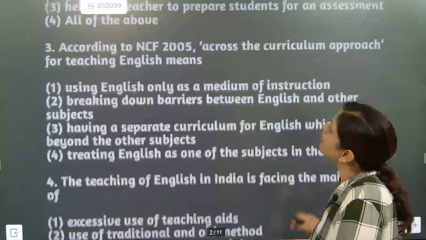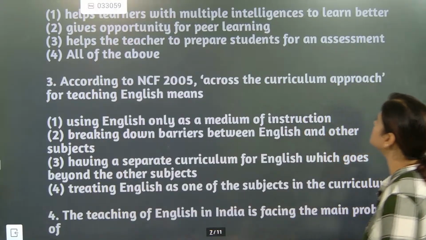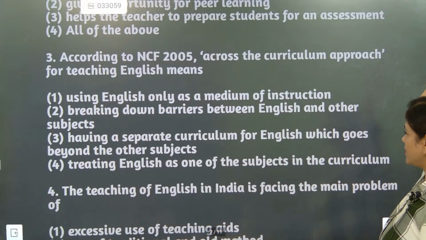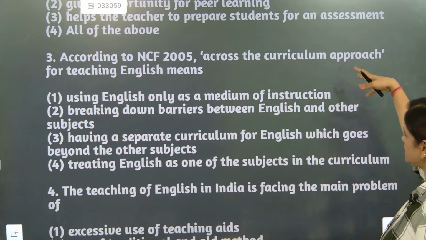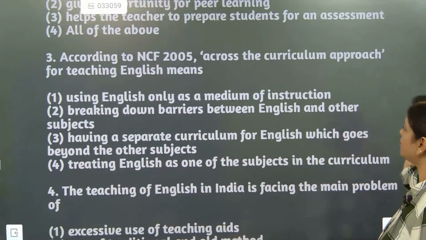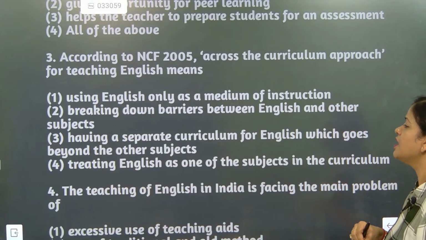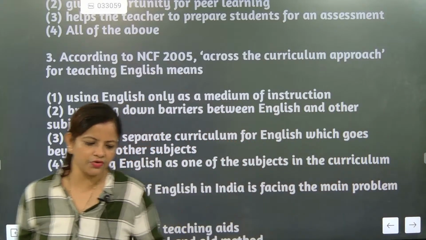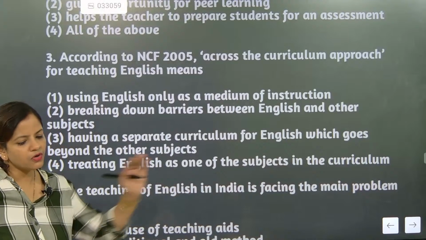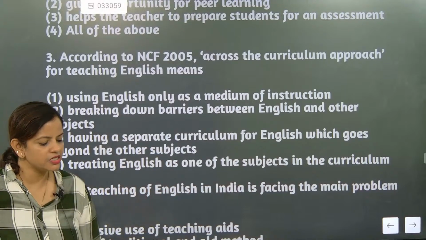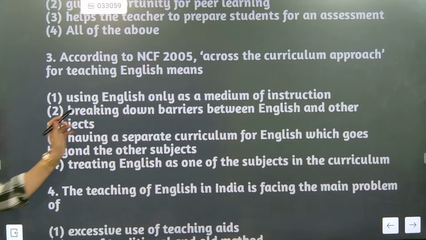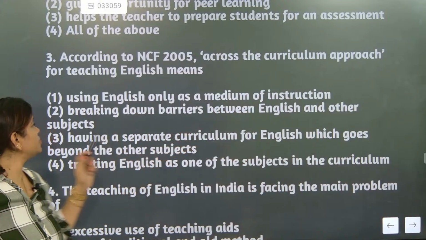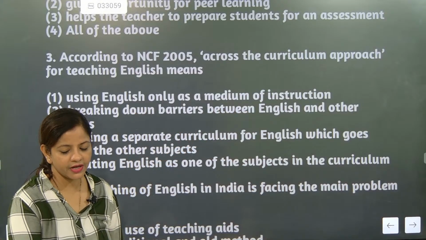We'll go for the next one. According to NCF 2005, the across-the-curriculum approach for teaching English means: using English only as a medium of instruction, breaking down barriers between English and other subjects, having a separate curriculum for English which goes beyond the other subjects, or treating English as one of the subjects in the curriculum. So definitely different types of things are there. You need to understand here that according to NCF, the across-the-curriculum approach for teaching English should be what? Using English only as a medium of instruction? Breaking down barriers between English and other subjects? What could be your idea? Come on, check and say.